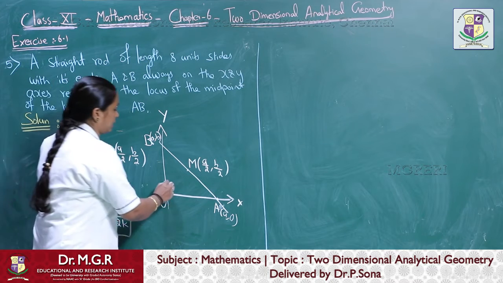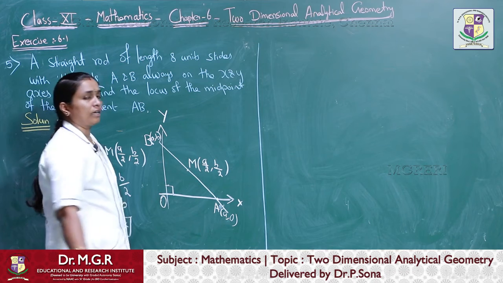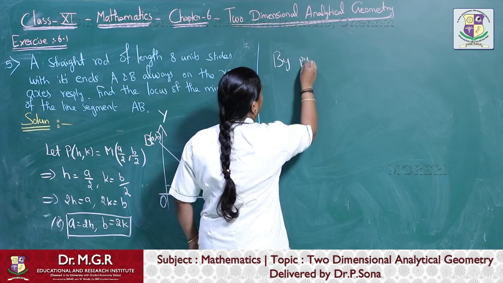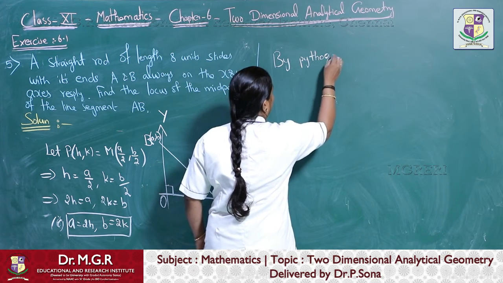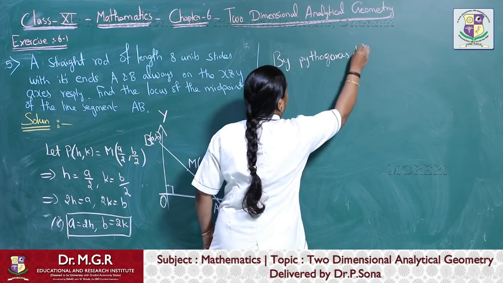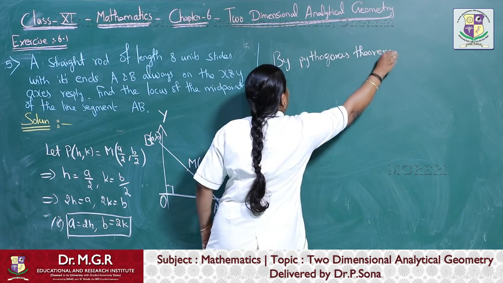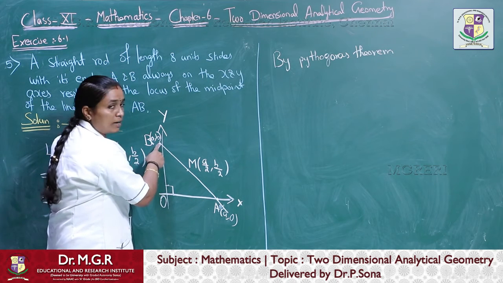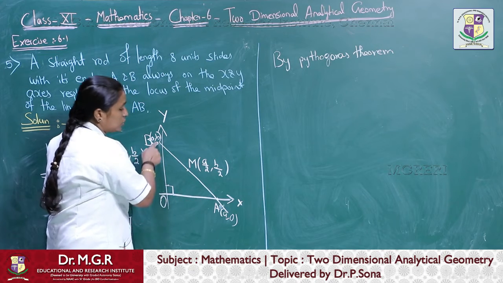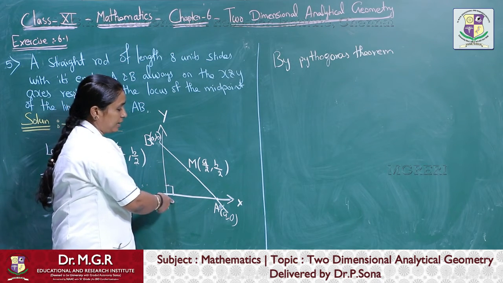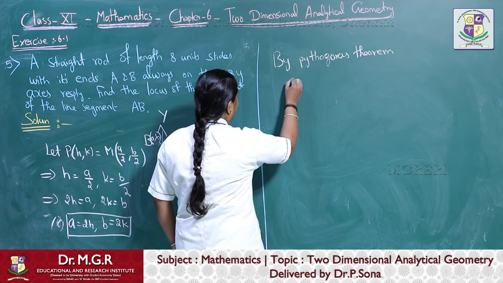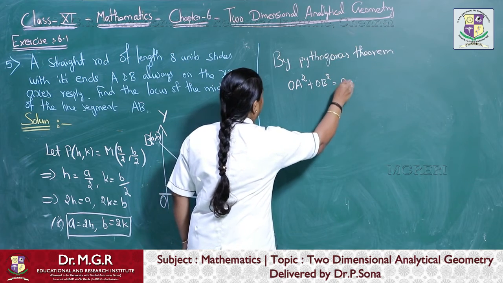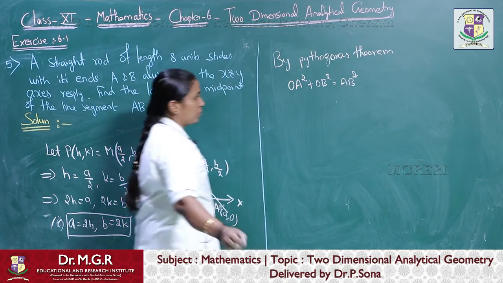So now we come to this triangle. This triangle is a right angle triangle. So by Pythagoras theorem, we know that AB square is equal to OA square plus OB square, because it is a right angle triangle. Using Pythagoras we can write like this.